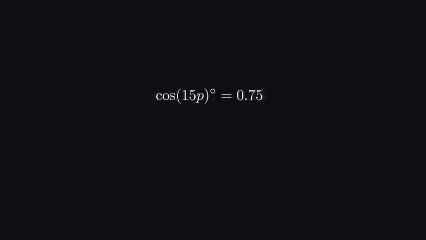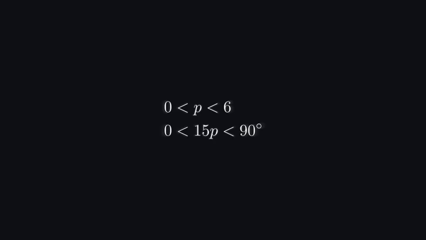Cos of 15p degrees equals 0.75. 15p equals cos to the power of minus 1 of 0.75. 15p equals 41.4096 degrees. Zero less than p less than 6. Zero less than 15p less than 90 degrees.